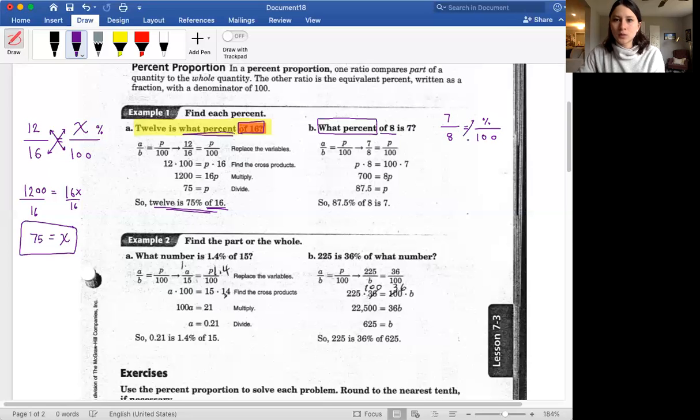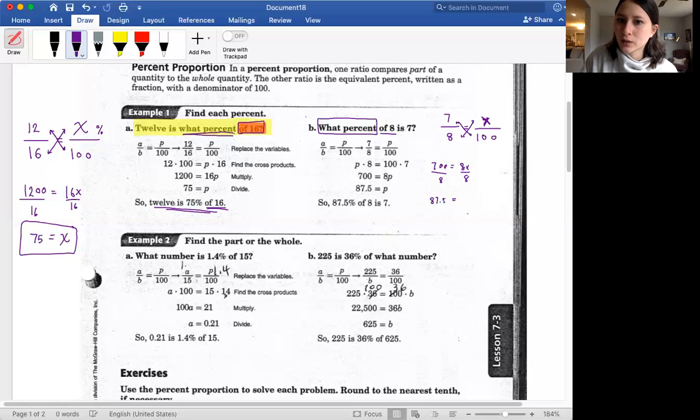Now we can cross multiply, and of course, we're going to put a variable here, let's just change this to x, to show that I don't know what this percentage is. You can cross multiply: 7 times 100, 700 equals 8x. So we're going to divide by 8 on both sides. And the answer is 87.5.